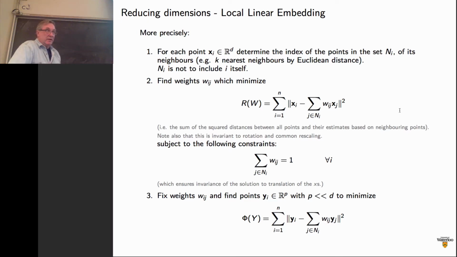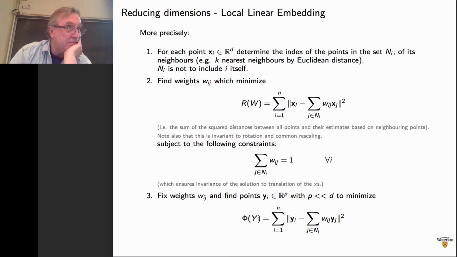It's the w's that give me the best estimate of that point as a weighted sum of its neighbors. And to constrain it, I'm going to have all the weights of the points in that neighborhood sum to 1. Okay? So far, so good. So then I'm going to take these fixed weights, and now I've got a function of y. Y has some target dimension which is much smaller than d. And I'm going to play the same kind of game here now. How well is the ith position being fitted by its neighbors? But now the weights are fixed, and this is a function of the y's. Okay? So that's the idea.